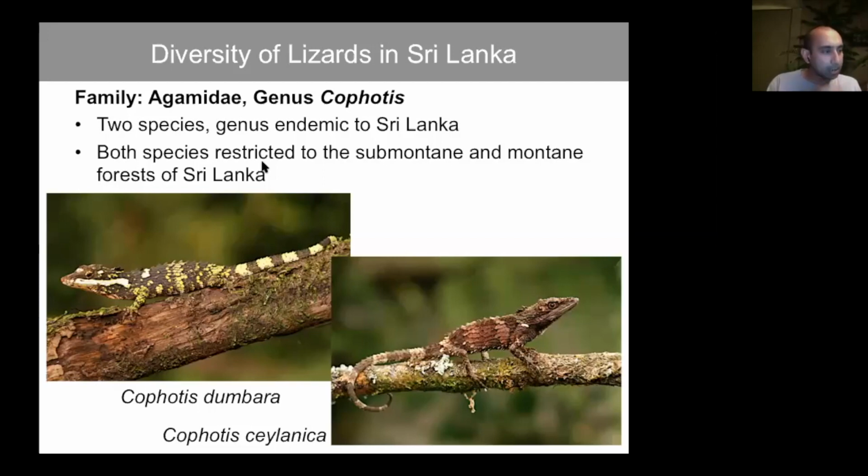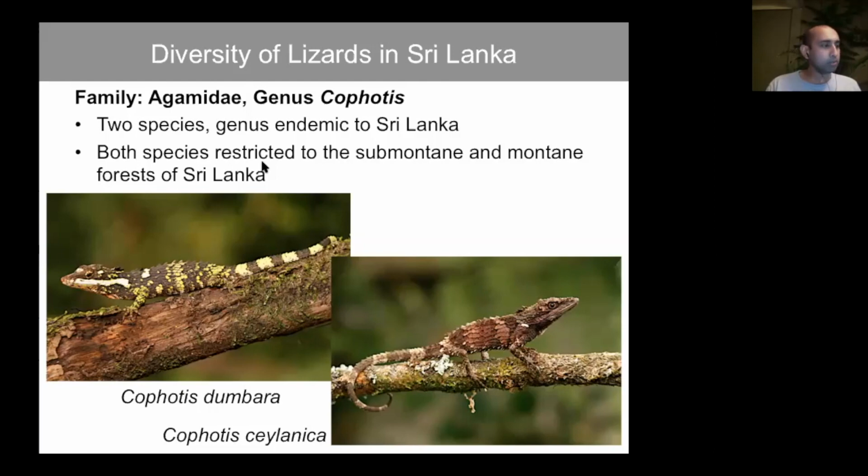So they can wrap their tails around the branches that they're living on. So this is one of the unique features among the dragon lizards. This genus only has that particular feature among the dragon lizards.